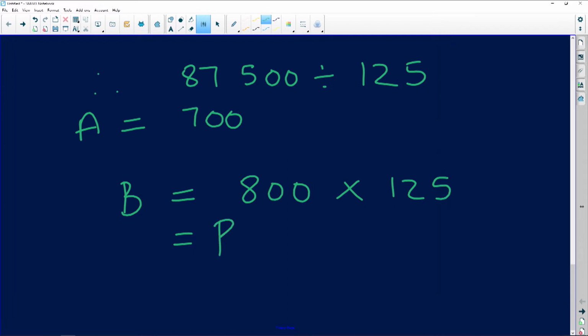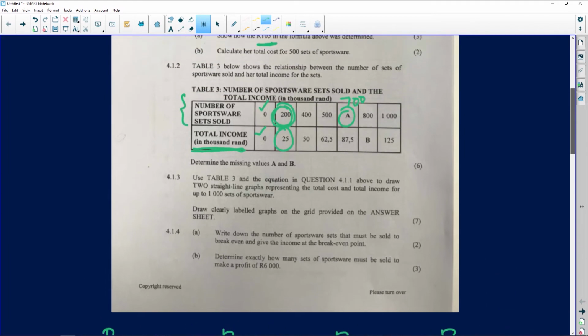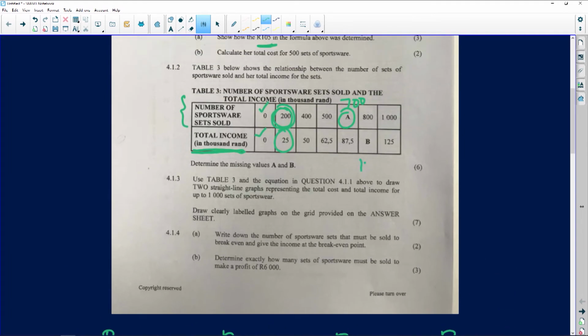Again, guys, it needs to make sense to me. Does it make sense? Let's go and see if it makes sense within the context that we have been given. So, can 100,000 fit here? Of course it can, because it lies in between 87,500 and 125,000 rand.